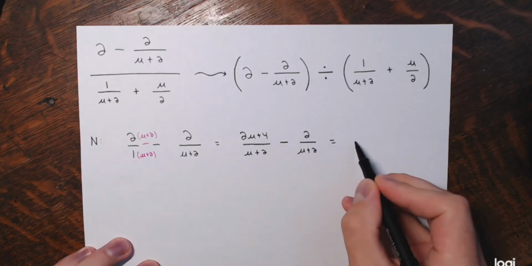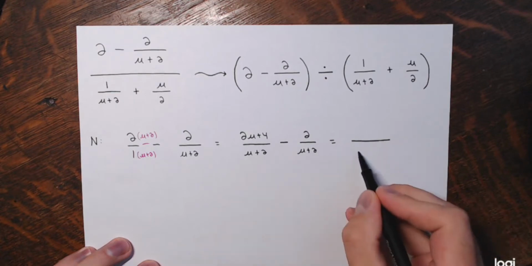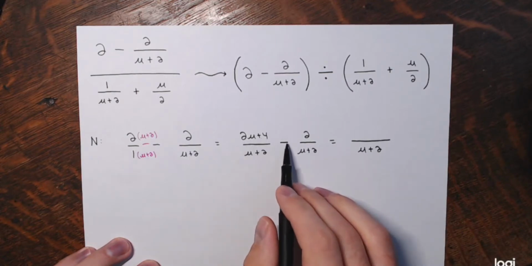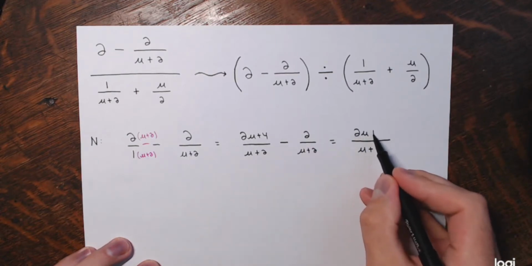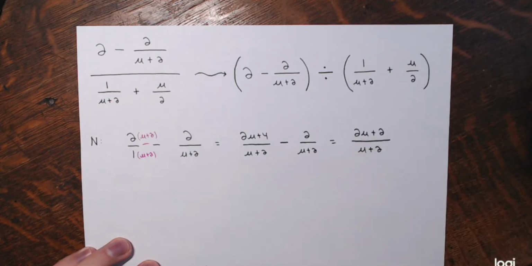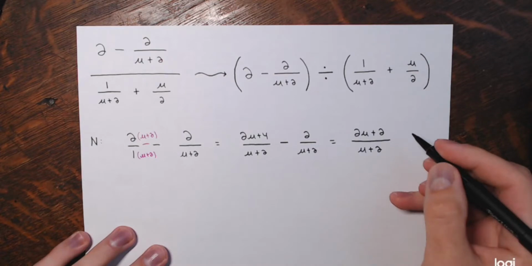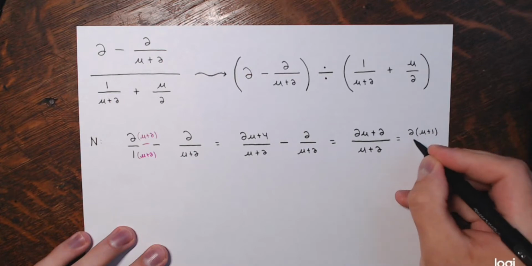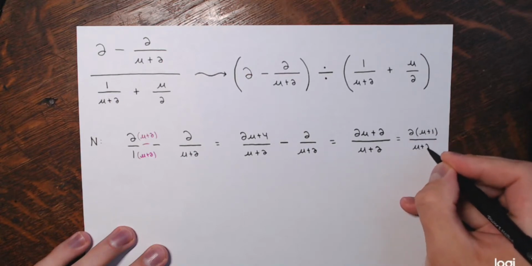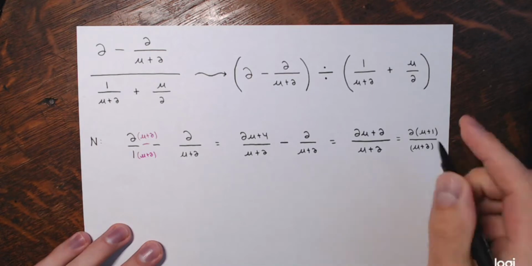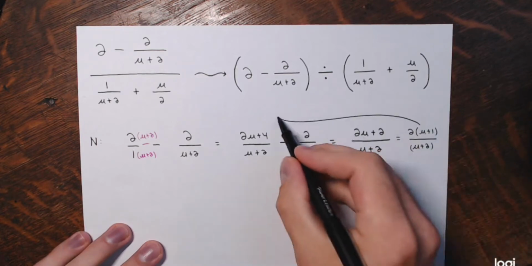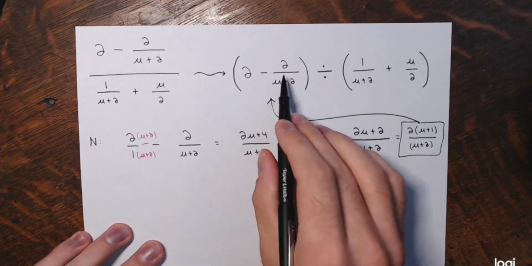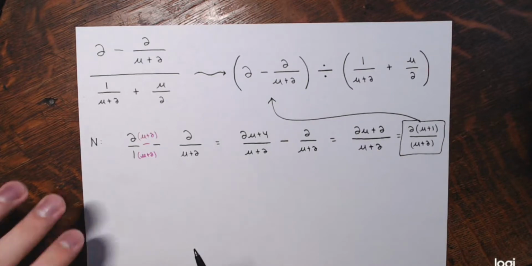Putting these together, they have a common denominator now. That'll be the denominator of the difference, u plus 2. And then 2u plus 4 minus 2 would be 2u plus 2, or 2 times u plus 1, because I'm eventually going to be factoring these things. So 2 times the quantity u plus 1 divided by u plus 2, and u plus 2 is as factored as it gets. So that's going here. That expression will replace this expression before the division symbol.